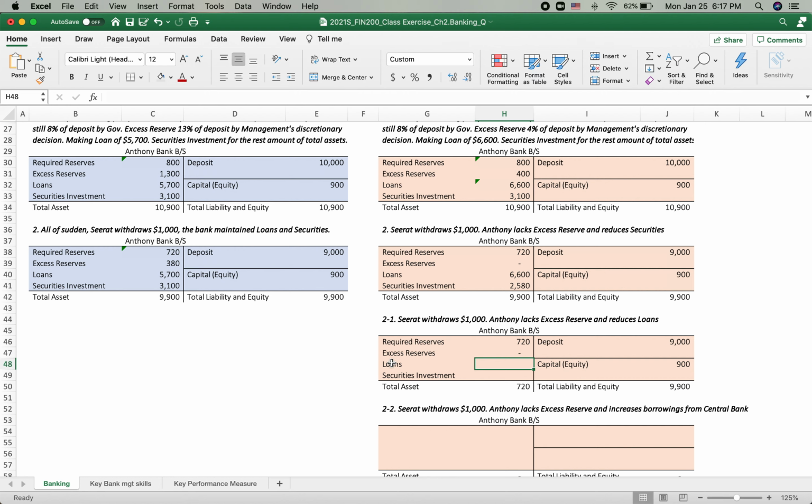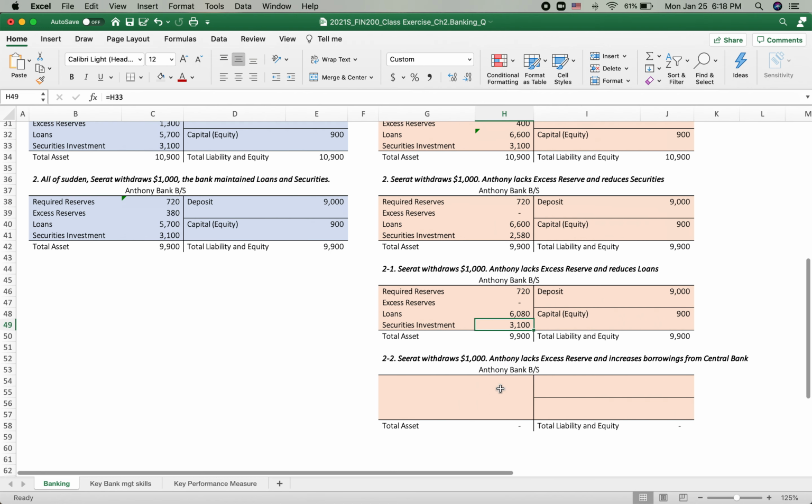Okay, and then loans, because now the entity lacks excess reserve and reduces the loans. They decide to reduce the loan to pay out the deposit amount that was a shortage from the excess reserve. So loan is going to be calculated later. Then this 3,100 has not been changed. So we just plug in from this 720 minus 3,100. So now the loan amount is reduced to 6,080.